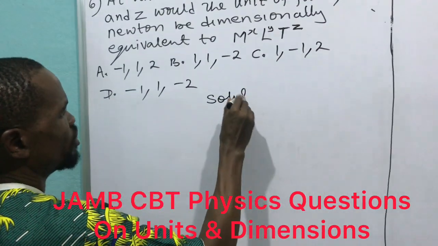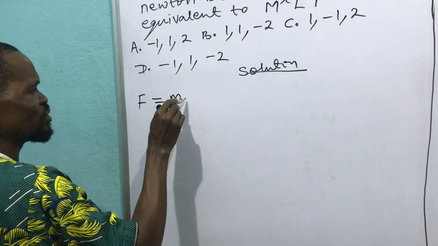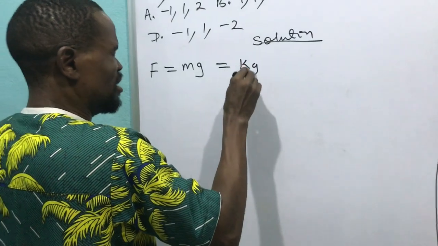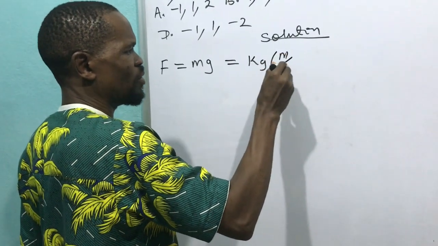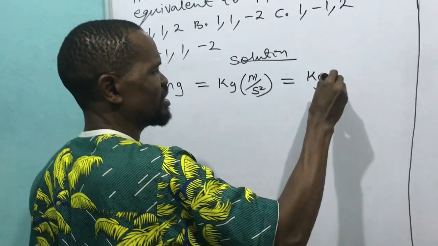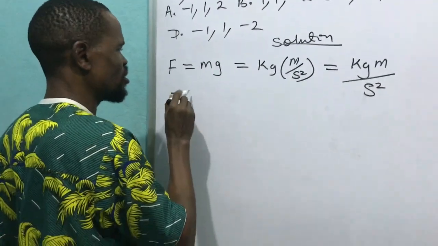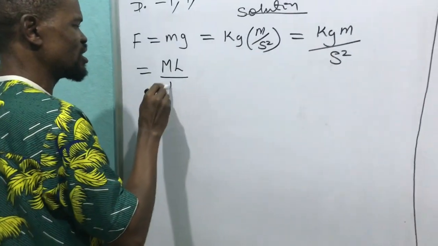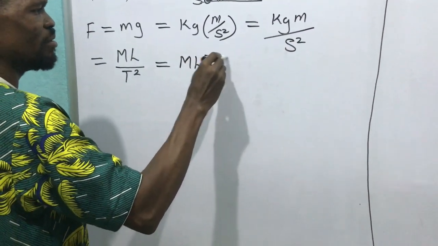Look at our solution for this question. Force, we know to be mass times acceleration. The force is equal to kilogram times the acceleration due to gravity, which is meter per seconds squared. From here, I can get kilogram meter all over second squared. What is the dimension of kilogram? Capital M. Of meter? L. Of seconds? T, and that is T squared. This can be given as capital M, L, T minus 2.